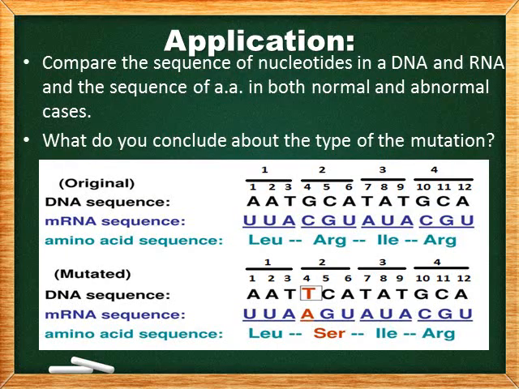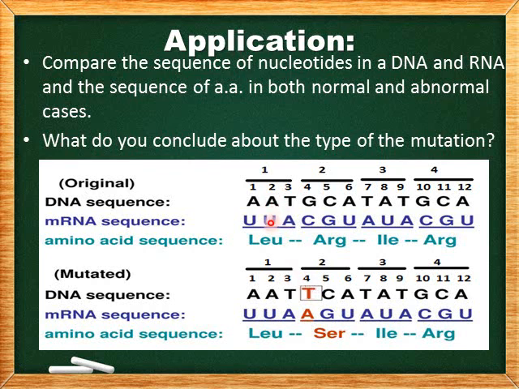Finally, an application with you. I'm going to ask you to compare the sequences of nucleotides. What you have to say is like this. Go to the sequence of nucleotides and you will say that in both DNA sequences, the original, normal, and the mutated one, the sequence of nucleotides is the same except one, which is number 4, where G is replaced by T in the mutated one.